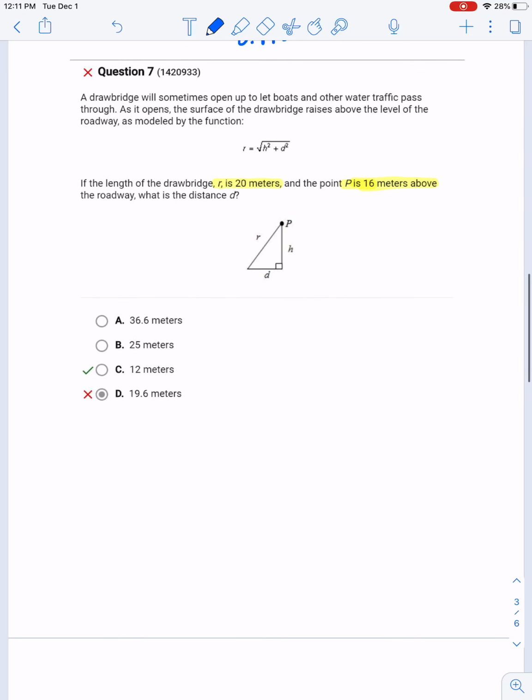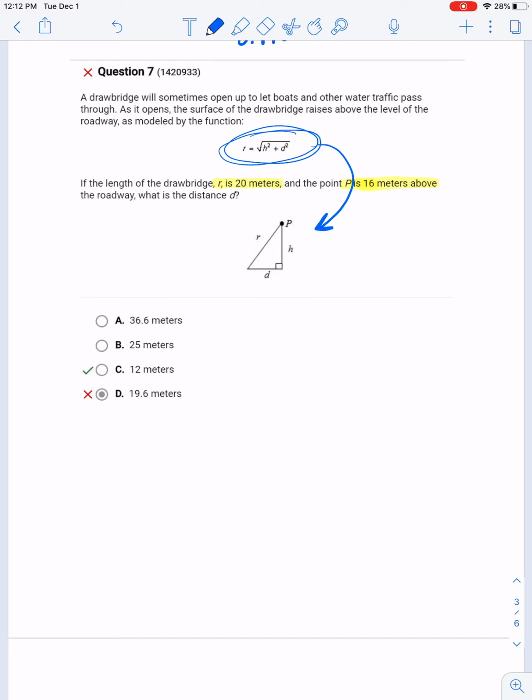So question 7 here. A drawbridge will sometimes open up to let boats and other water traffic pass through. As it opens, the surface of the drawbridge raises above the level of the roadway as modeled by the function. And then you can see this equation here. Now, you can also use this right triangle. So if you would rather use the Pythagorean theorem, that's essentially what this is. It is the Pythagorean theorem. It's just simplified already for you.